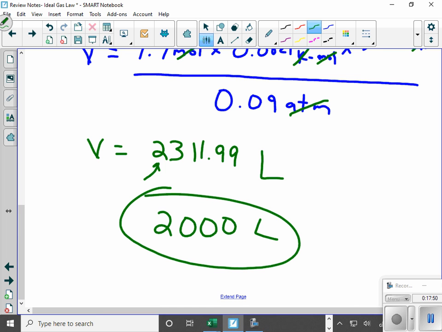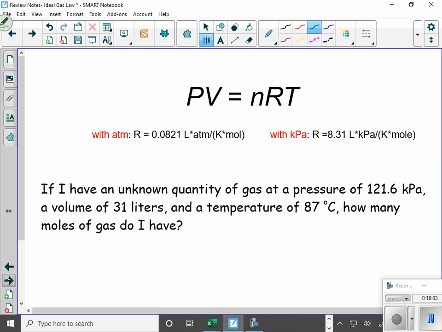So what I do is I collect my data, I manipulate my ideal gas law equation, and then I plug in my numbers. Kind of long problem, but I don't think it's that tough. Okay. Here's our second example. Go ahead and write that down and then copy this. We'll work it.